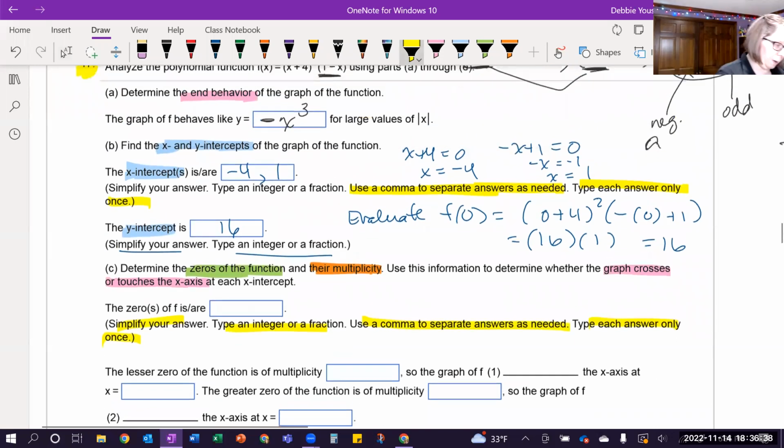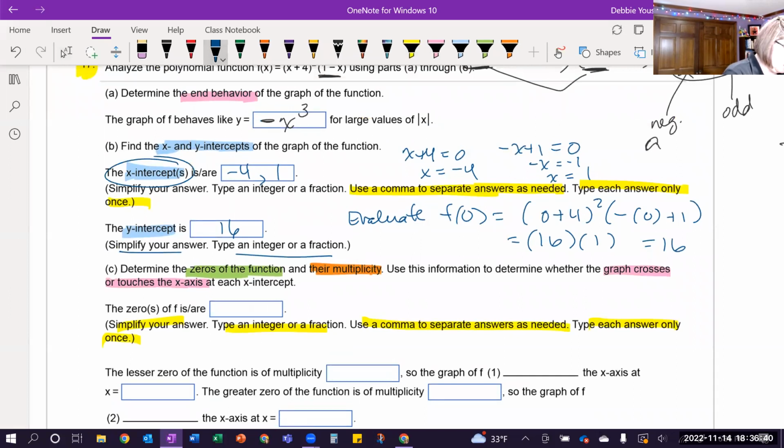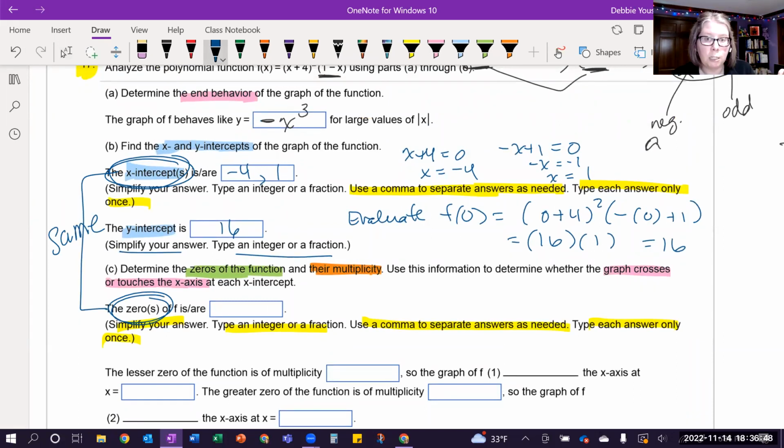So hopefully you remember that x-intercepts and zeros are the same. It's just 2 different pieces of terminology that mean the exact same thing. So you already know the answer. It's negative 4 and 1. So I put those in. Okay, so x-intercepts, zeros, same thing.